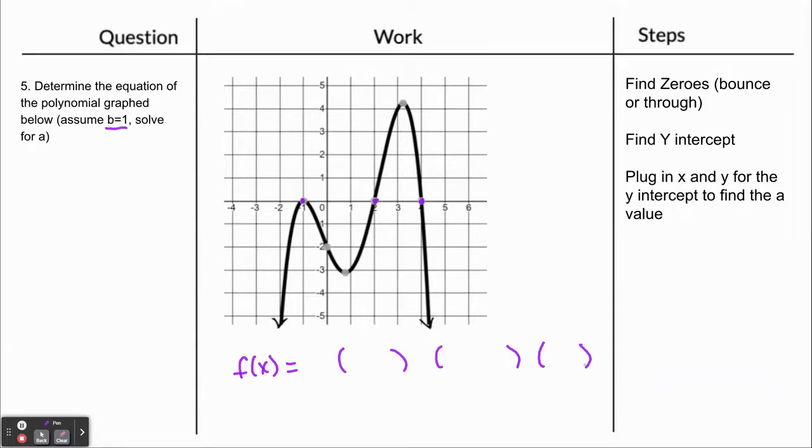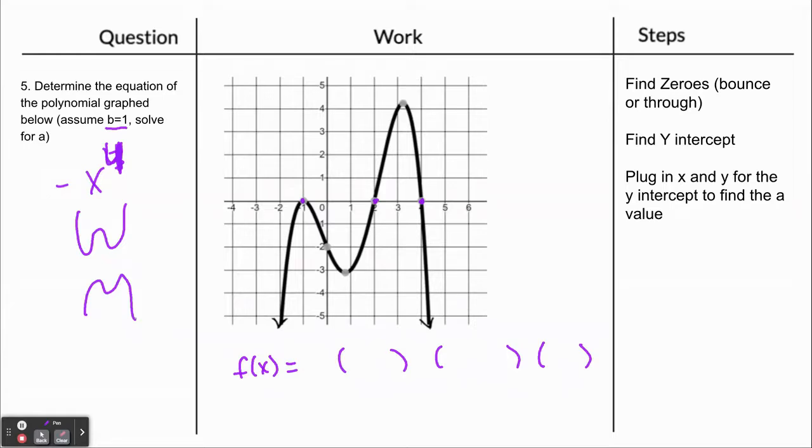So let's talk about the degree next. I see that there's 1 turn, 2 turns, and 3 turns. That tells me that my degree, the highest power, is going to be 4. Again, a degree of 4 normally looks like a W, but when the a value is negative, it's going to give me an M shape, which is what this looks like. So my degree is 4.